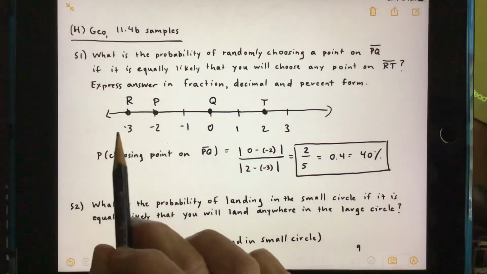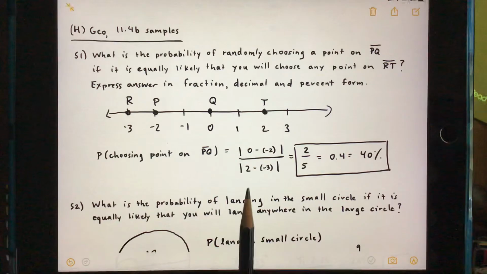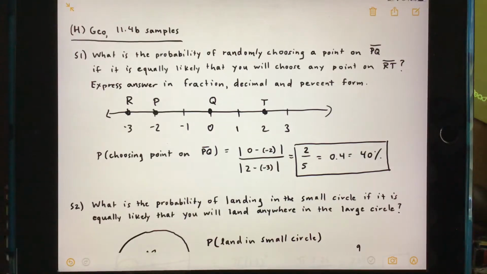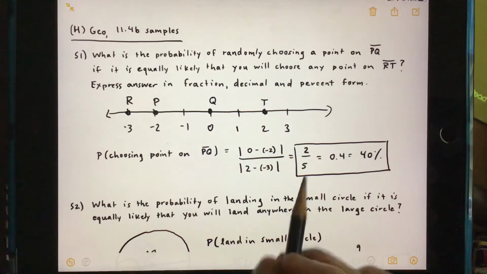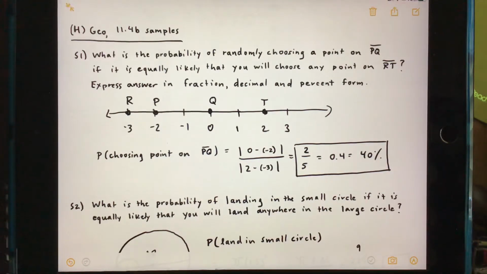And then how many spaces could we land on? Well, anywhere between R and T. Let's see how long it is. Find the difference and take the absolute value. 2 minus negative 3. 2 minus negative 3 gives you 5. The absolute value of 5 is 5. So there's 2 spaces to get what we want out of 5 spaces where we could land. So that gives us 2/5 of a chance of randomly picking a point and landing on line segment PQ.